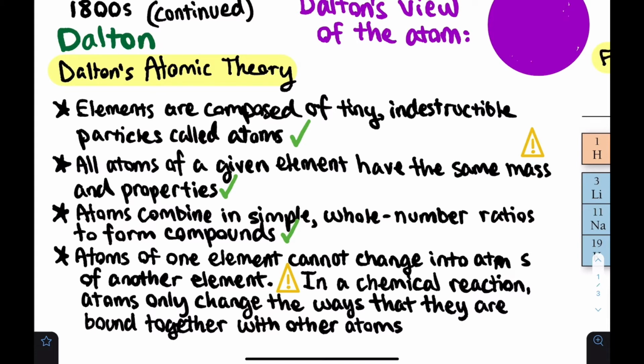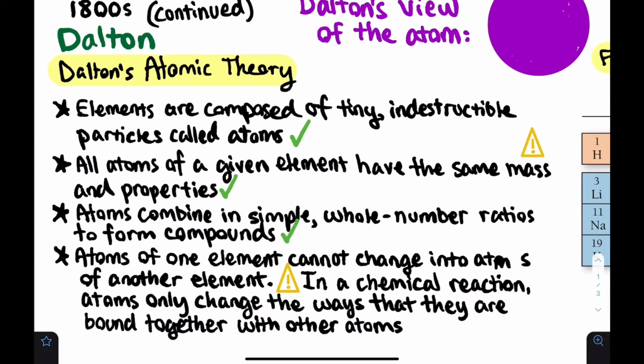And then he said atoms combine in simple whole number ratios to form compounds. This is totally correct, and it's based on the law of definite proportions and the law of multiple proportions. And then atoms of one element cannot change into atoms of another element. This is not strictly true.